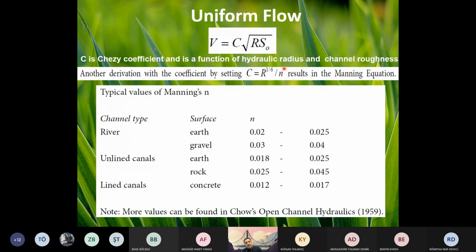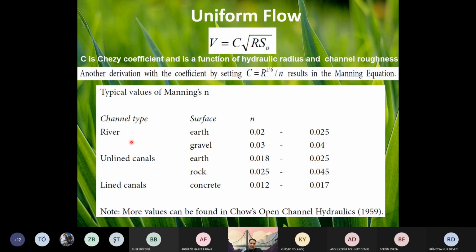So one of the practical formulas to calculate the Chezy coefficient is this formula, where C equals R to the power of 1/6 over n. What is n? n is called Manning roughness, or Manning coefficient. And the Manning coefficient is already provided in different textbooks for different channels.